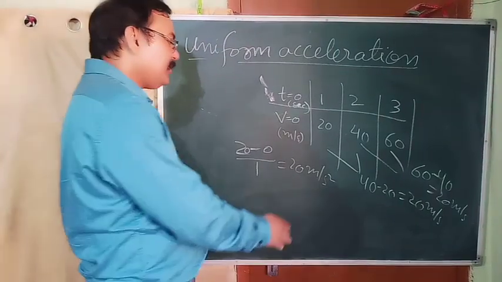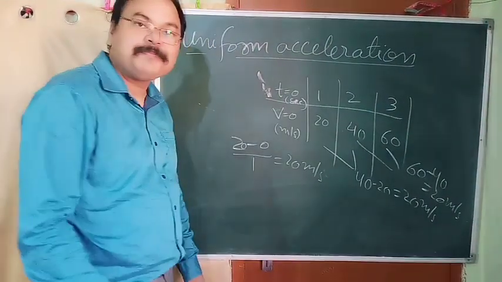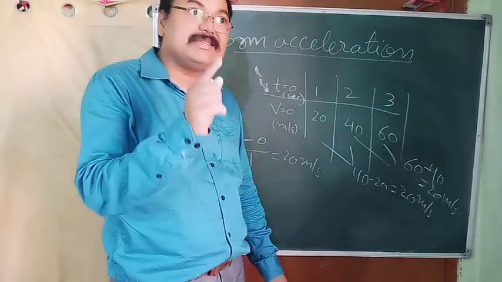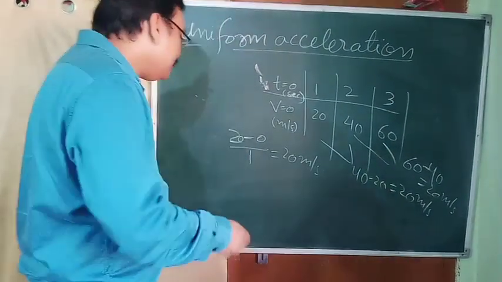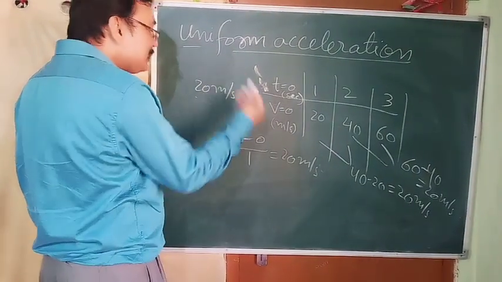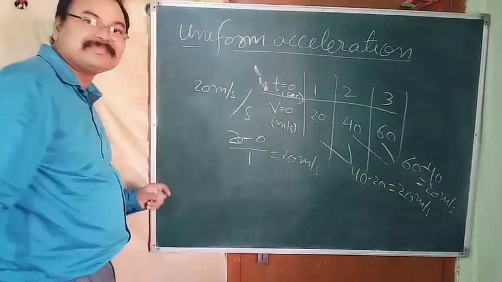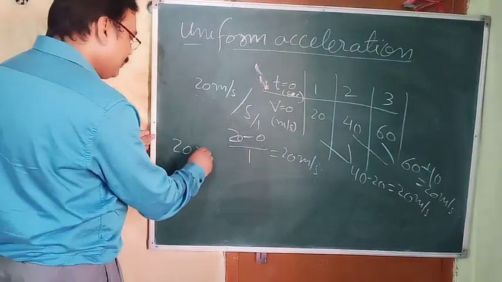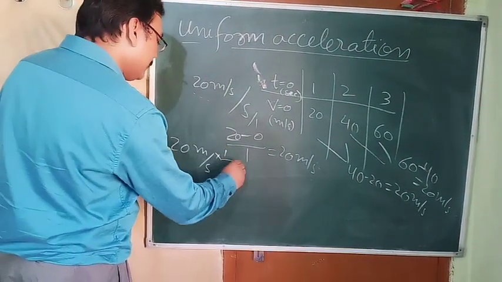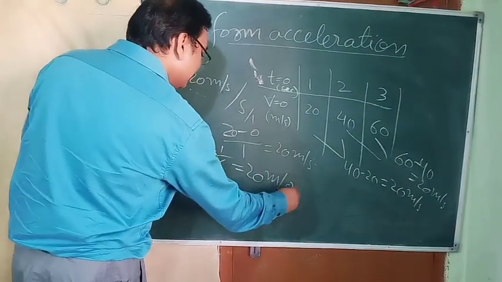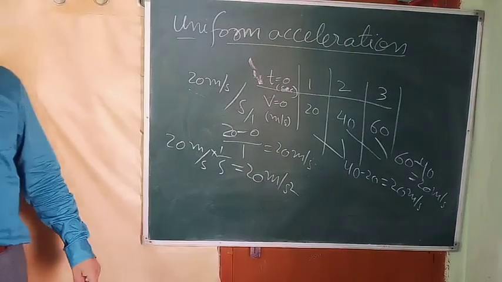Because what is the change in velocity? Change in velocity for each second is 20 meter per second. For each second means per second. So change in velocity is 20 meter per second per second. You can write this second by 1, so you can write 20 meter per second into 1 by second, and that will be 20 meter per second square. From here this unit has come.